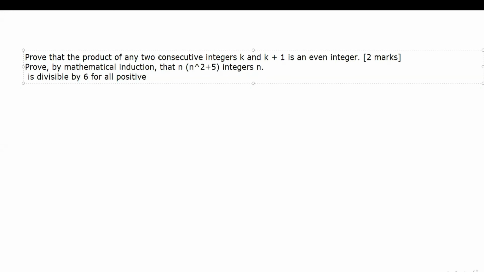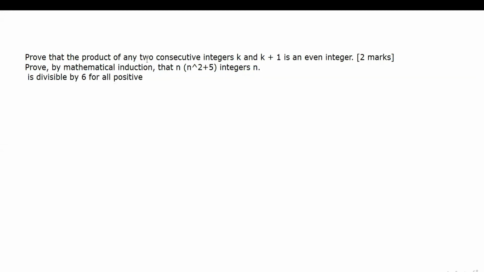All right, so let's tackle it now. Prove that the product of any two consecutive integers is even. First thing, Marika, we have to start with is if k is odd. If k is odd, then we know that k is equal to 2t plus 1 for some number t. And then that would mean that k plus 1 is even.